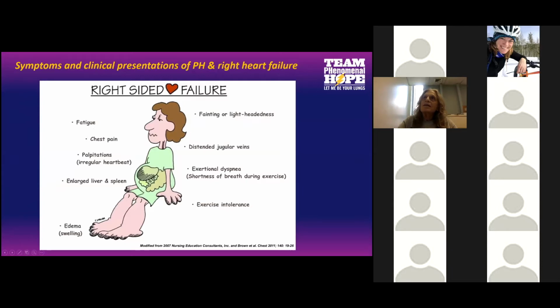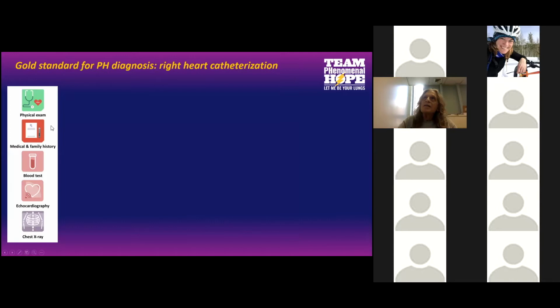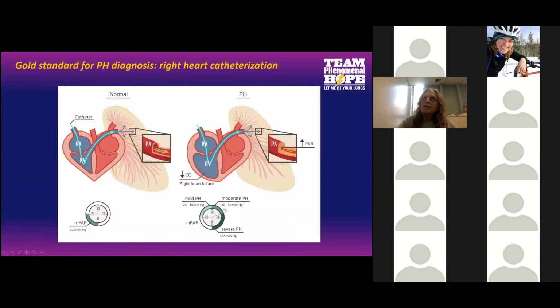They also have exercise intolerance. A lot of these symptoms are actually very commonly associated with different diseases, so pulmonary hypertension is very difficult to diagnose. Usually physicians, through the physical exam, medical family history, blood test, echo, as Jen mentioned earlier, as well as X-ray, can figure out some signs of pulmonary hypertension. However, the gold standard for PH diagnosis at the moment is still right heart catheterization. Maybe in the future, CardioMEMS would be the best, but currently it's still right heart catheterization.